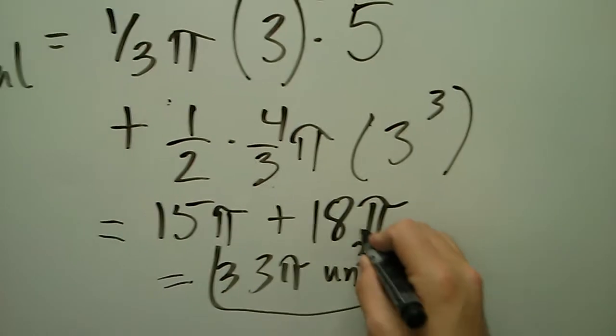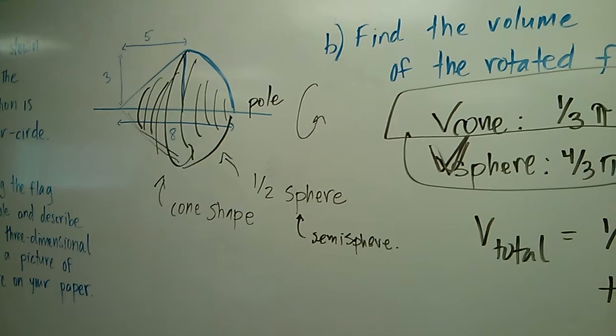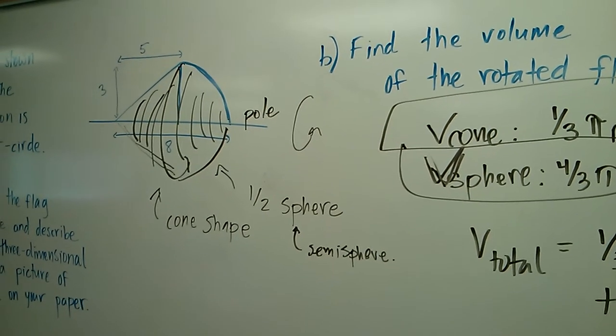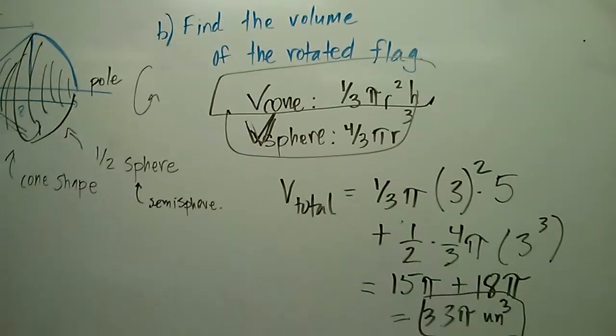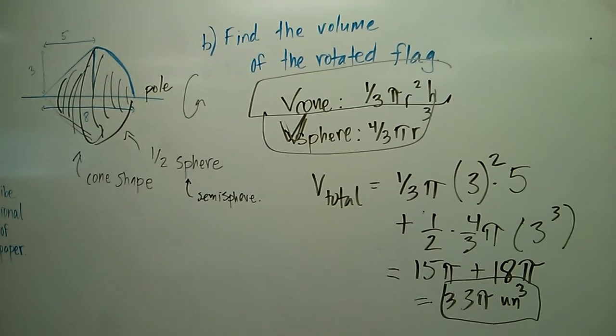So 33 pi units cubed is the total volume of our cone with this half sphere on top, like our ice cream cone. All right, so that's going to end CPM Calculus Chapter 6, number 66.